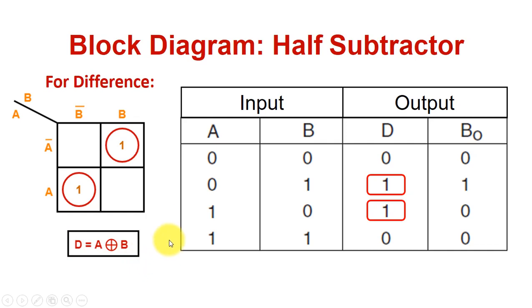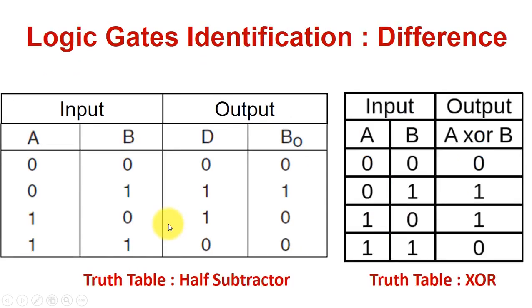Now let us try to make the expression for the borrow. But before we design an expression for the borrow, we will see another way to understand how the XOR gate has been identified. So if you don't know the K-map, there is another way: you focus on the column of the difference and try to identify which gate behavior it represents.